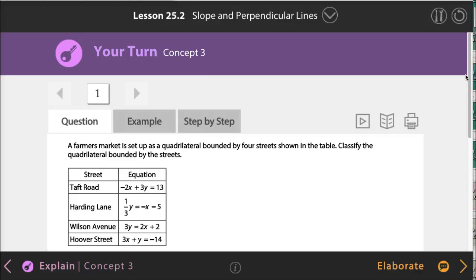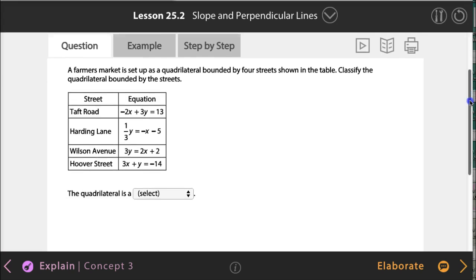Alright, my lovely, so here's the second part of lesson 25.2. You guys are doing great. I'm very proud of you.